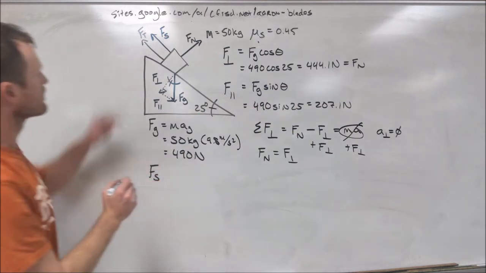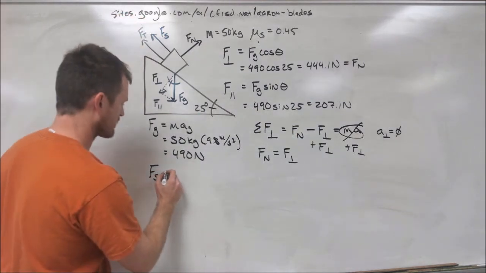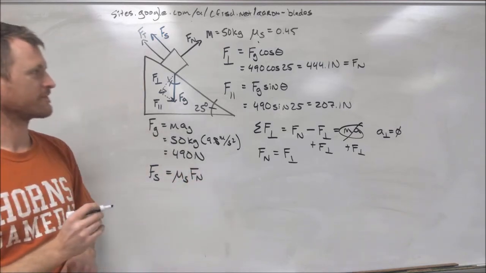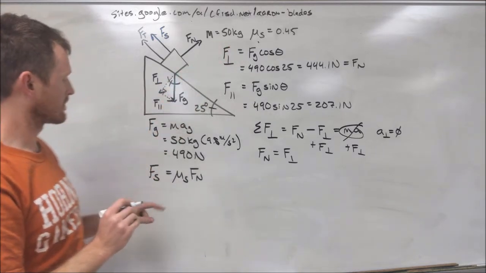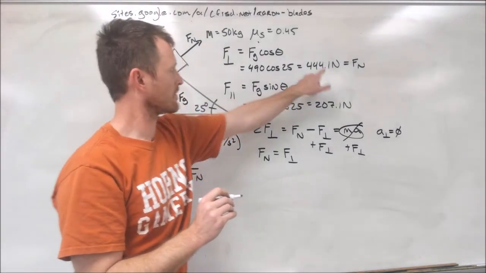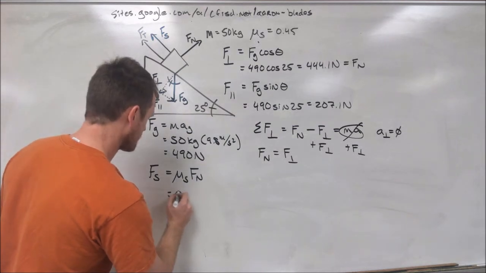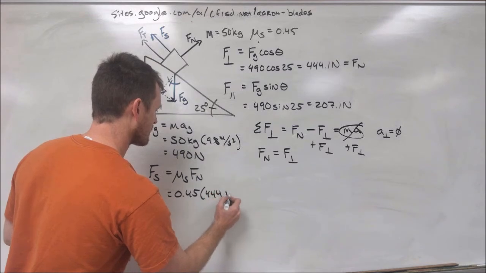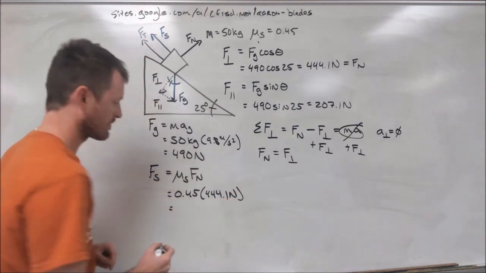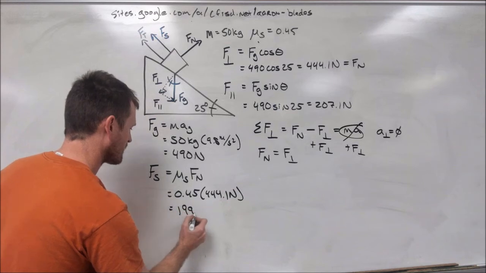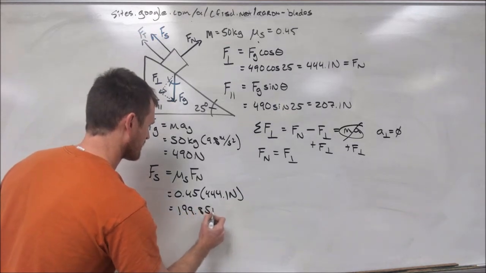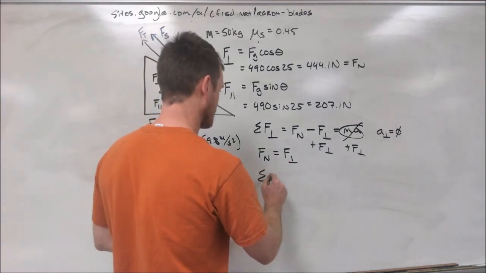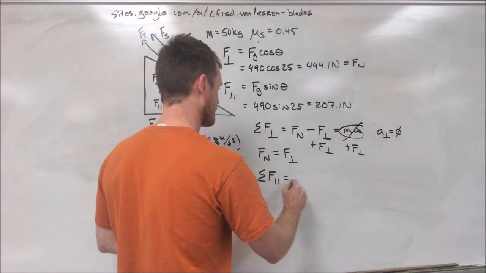Now we're going to calculate our force of static friction. Our equation for that is F of S is equal to mu S times the normal force. Now we've already been given our mu S and we just calculated our normal force. So we can calculate our Fs directly. 0.45 times 444.1 gives us 199.845 or 85 newtons.